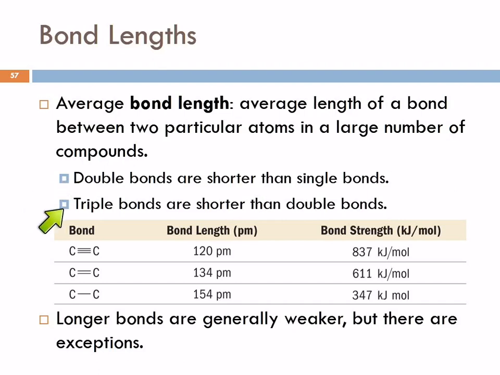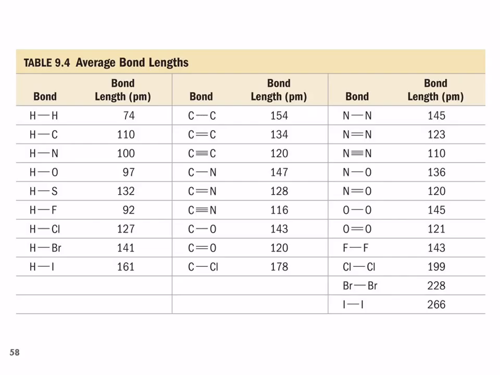Double bonds are shorter than singles, triples are shorter than doubles, and we can see that here. Carbon single bond with carbon, 154. The double is 134, the triple is 120. And we also see that the bond strength, or the bond energy, increases. Longer bonds are usually weaker. There are some exceptions, because of course there have to be exceptions to everything. Here's a table of average bond lengths. It's of marginal interest at this point.